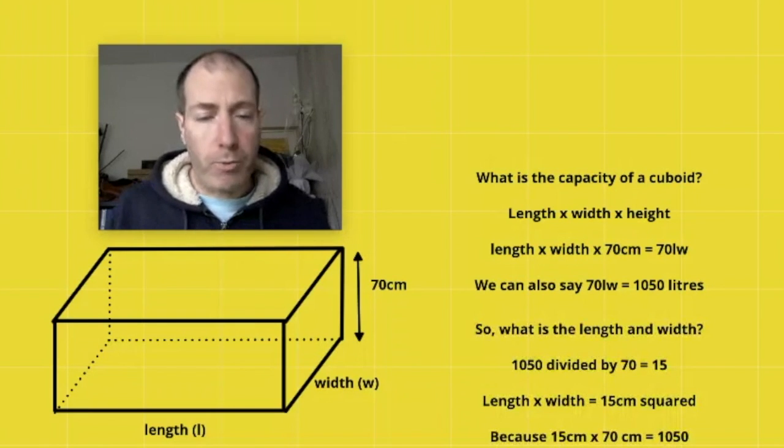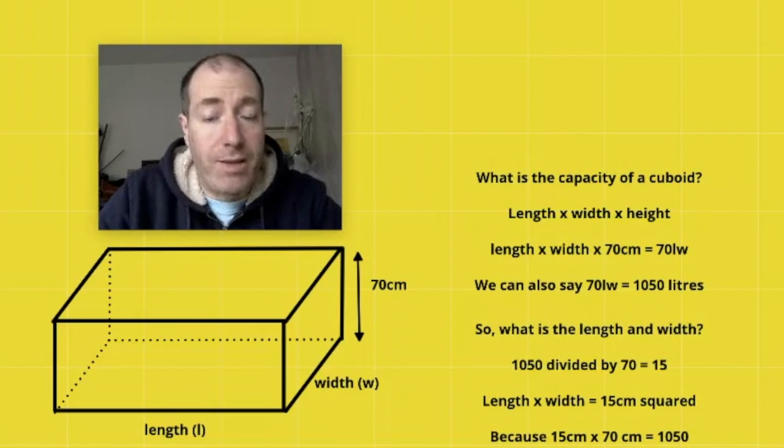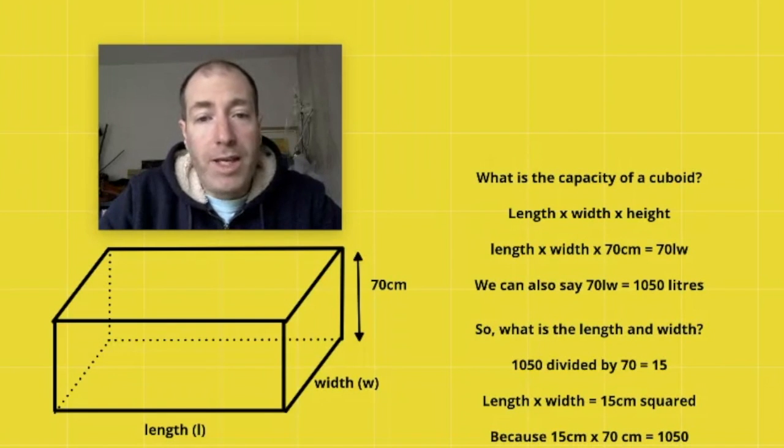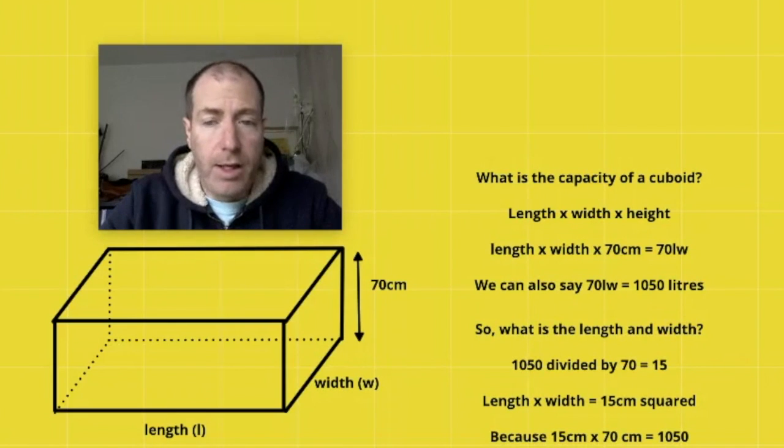Well, we might want to try to work out what LW is, but that's going to be very difficult because we cannot work out the individual length and the individual width. But what we can do is get a value for the combined length and width together. So what we can say is 70 times LW is 1,050. 70 multiplied by something is 1,050. What operation would be very helpful here? Well, I think divide would work.